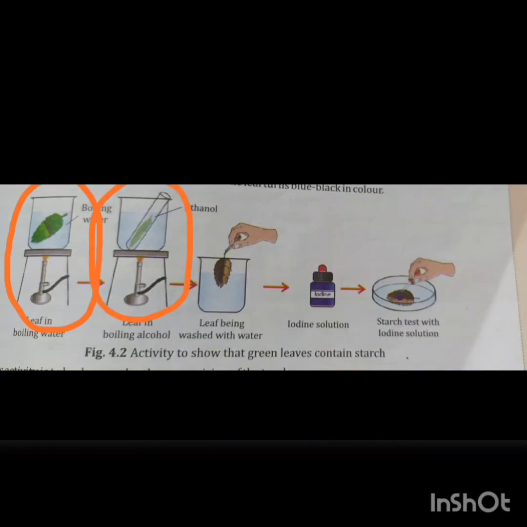Put the test tube in the beaker containing water and let it heat on the flame for about 2 to 3 minutes. Boiling in alcohol removes the chlorophyll from the leaf. Take out the leaf carefully from the test tube and wash it with water. Put a few drops of iodine solution on the leaf. The leaf turns blue-black in color. This activity shows that the green leaves contain starch.